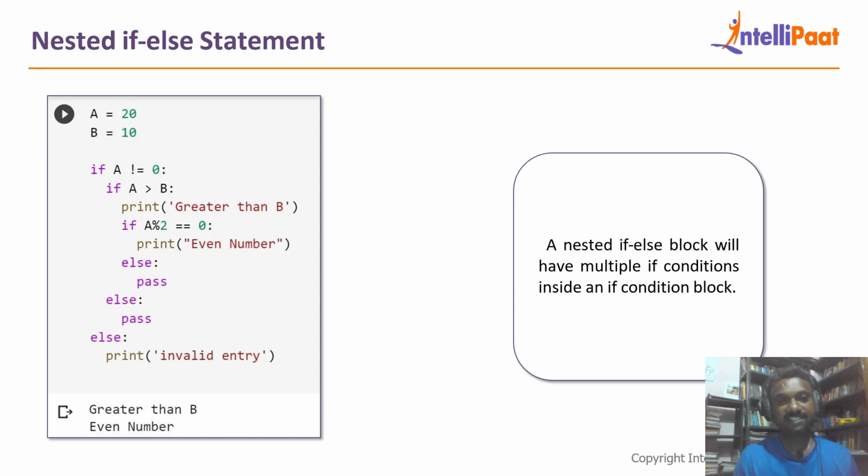The next one is the nested if else statement. Very simple concept. A nested if else block will have multiple if conditions inside an if condition block. See this program again. If a is not equal to 0, then it comes to another if condition. This is the reason for the nested if else condition. Nested means that inside an if else condition we have included one more if else condition inside the if condition. So that is called nested.